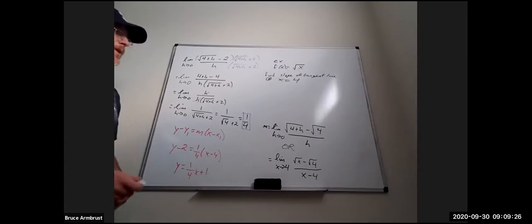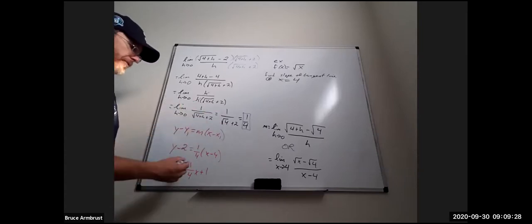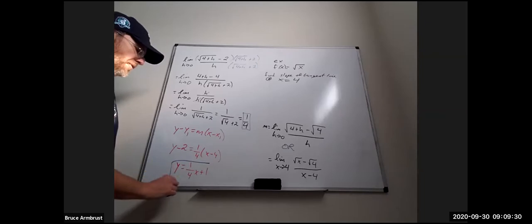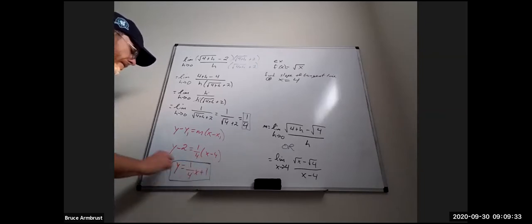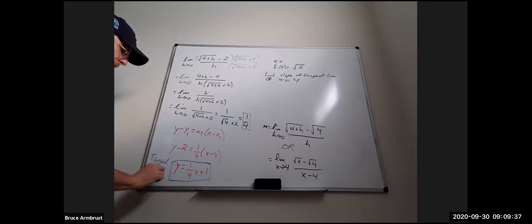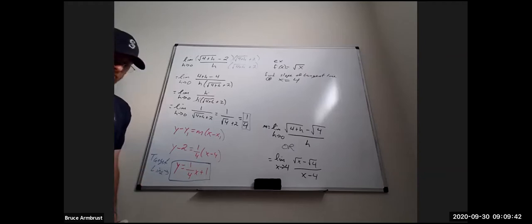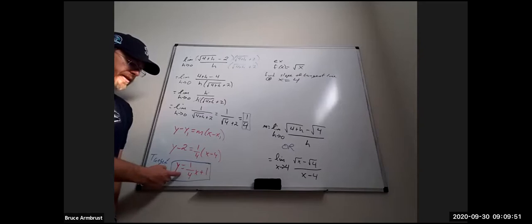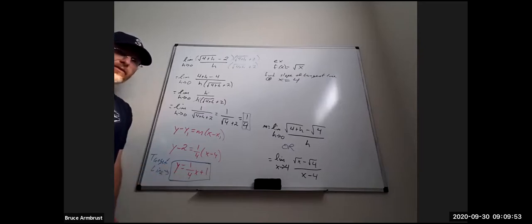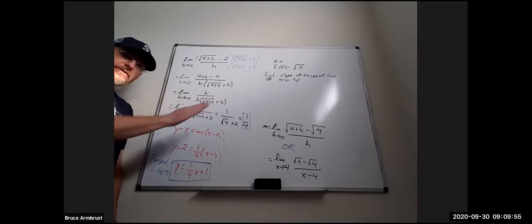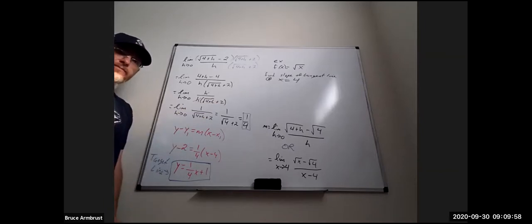So not only were we able to find that slope, the instantaneous rate of change, we were also able to find the tangent line. So that's not just the slope, but the line itself. If you were to draw the graph of y equals square root of x and the graph of y equals 1/4 x plus 1, you would see this line just graze the square root. It would just graze it at that one point.